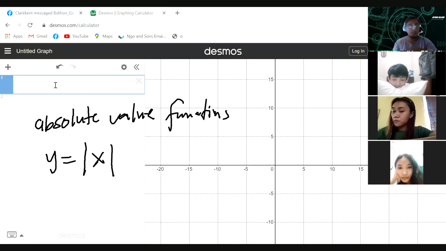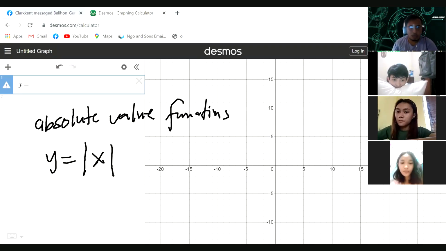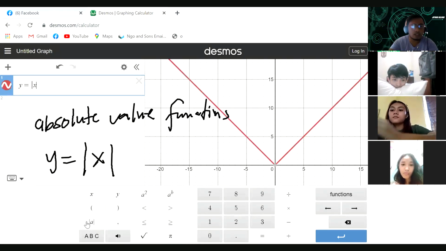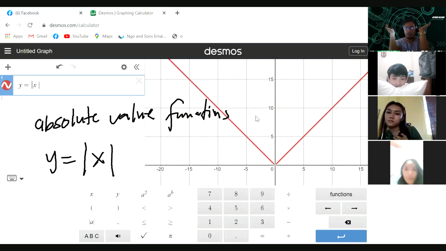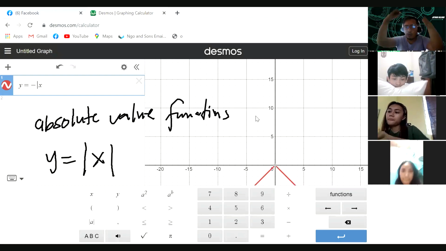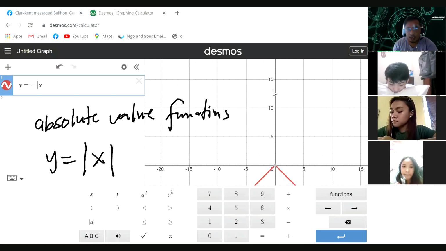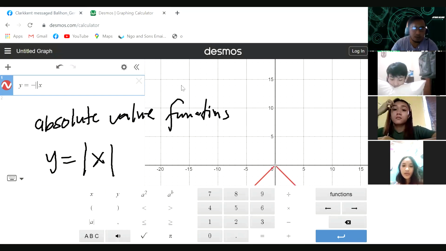Okay. Say for example, you will graph y equals the absolute value of x. And that will be the graph. As you can see, it looks like a V. But if you make that negative, that will be the picture, flipped downward. If that is positive, then it is a V form. That is the absolute value function.